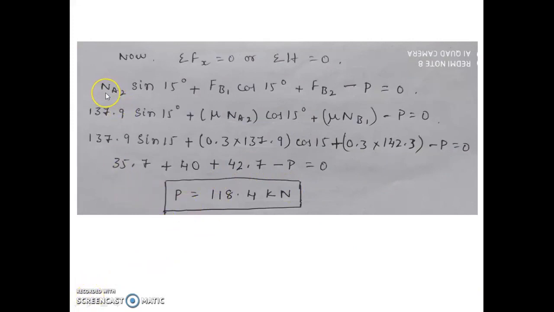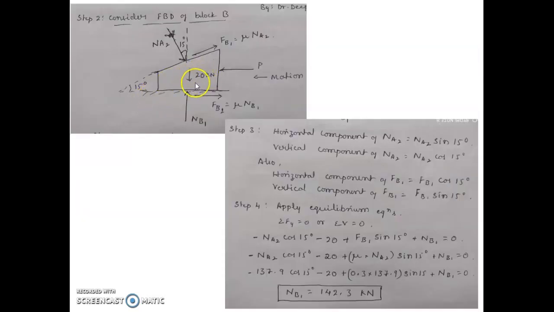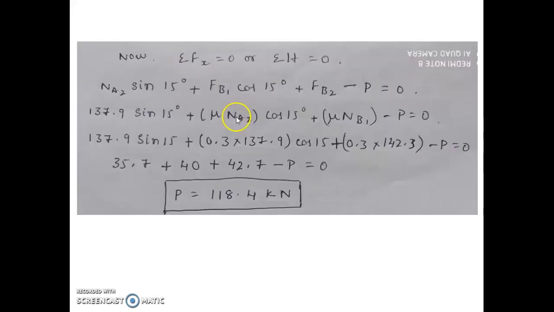This horizontal force Na2 sin 15 is positive. We will see from this. Na2 is here. If I resolve it into the horizontal component, it will become Na2 sin 15 degrees, since 15 is with the vertical, and acting towards the right. Hence it is positive. This horizontal force component of Na2 will be in the horizontal direction. So I substituted here.